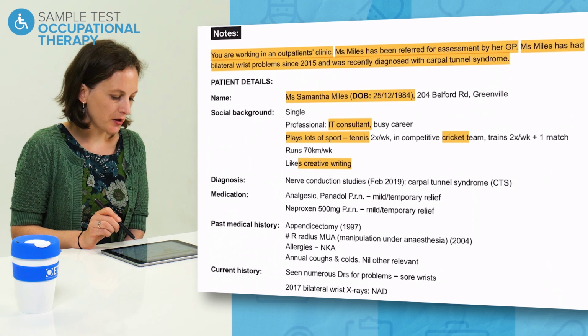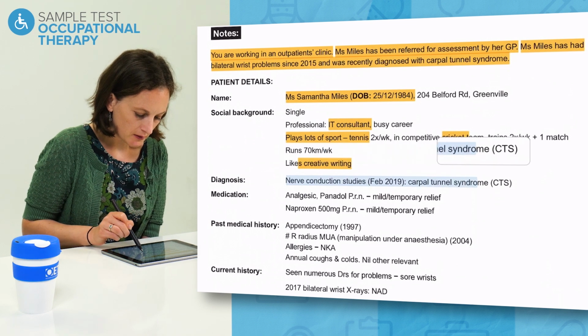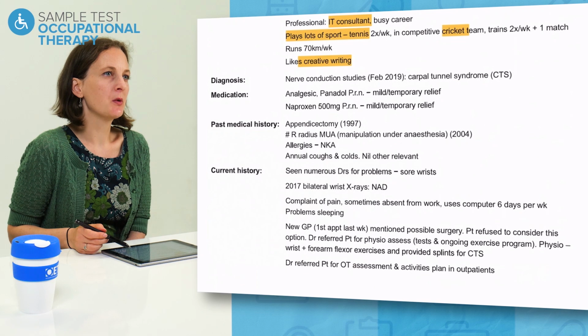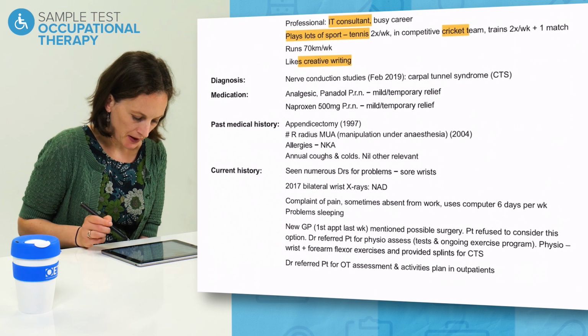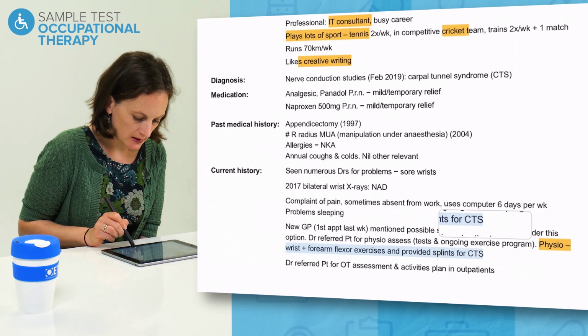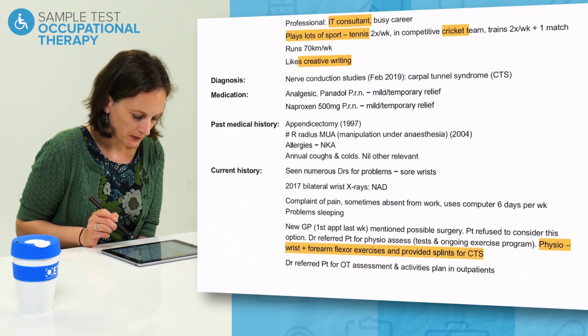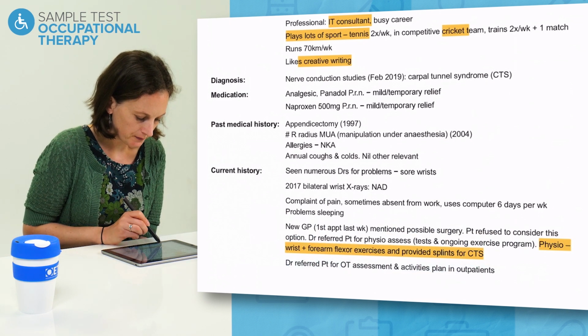The diagnosis is going to be an important point of reference for the occupational therapist. The medication and past medical history can all be omitted because the reader would know these details already, and these are their responsibility rather than the occupational therapist's. The current history section would also be known by the reader, so can be ignored, while noting the last details about the physiotherapy and the wrist and forearm exercises and splints that have been provided for this condition, as well as the doctor referring the patient to me for assessment.